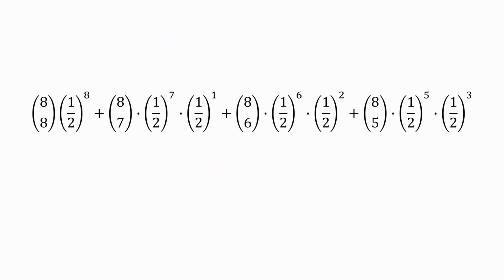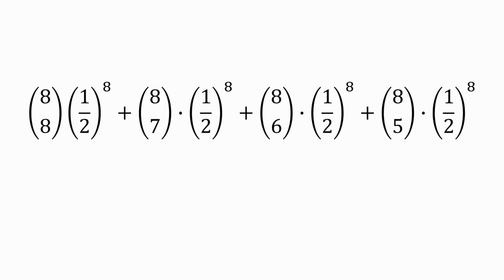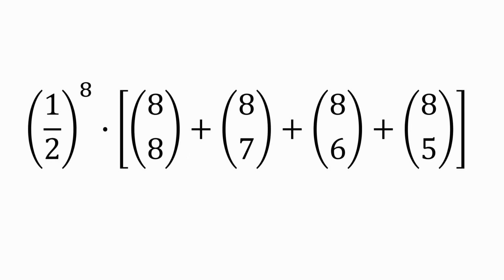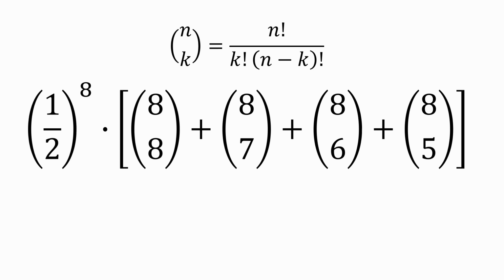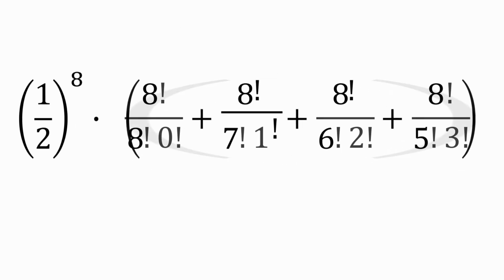I'm going to first write all the halves as powers of 8 using the exponent addition rule. Next, I'll factor out 1/2 to the 8 from all 4 terms. Now we can start evaluating these binomial coefficients using the formula for n choose k.